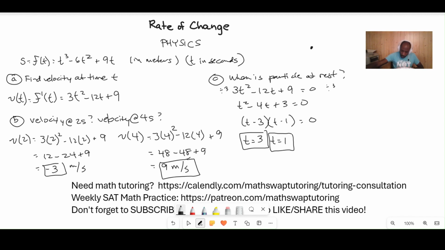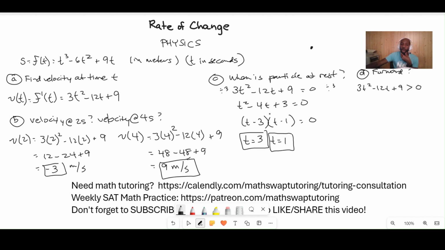Losing space. Let me see. All right, so let's do part D. Pay attention to this part. They ask us here, when is the particle moving forward? So let's ask ourselves, when is this thing moving forward? We know the particle is going forward when the velocity is positive, in other words, when the velocity is greater than 0. So we know that this is moving forward when 3t² - 12t + 9 is greater than 0.